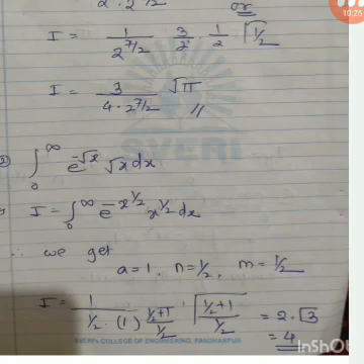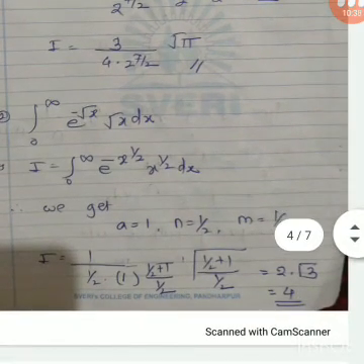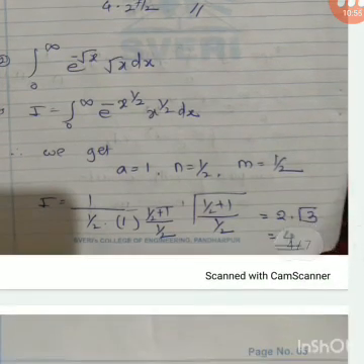This is our answer, or we can simplify it using the laws of indices. In the denominator it becomes 2 raised to 7 by 2, and gamma 5 by 2, by the property of gamma function we can simplify that to 3 by 2 into half into gamma of half. In the denominator it becomes 2 raised to 7 by 2, and in the numerator 3 into gamma half, which is nothing but root pi. This is the example of type 2.